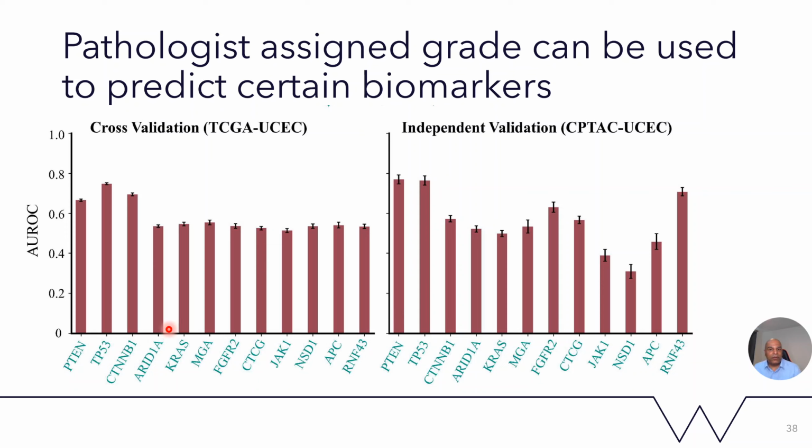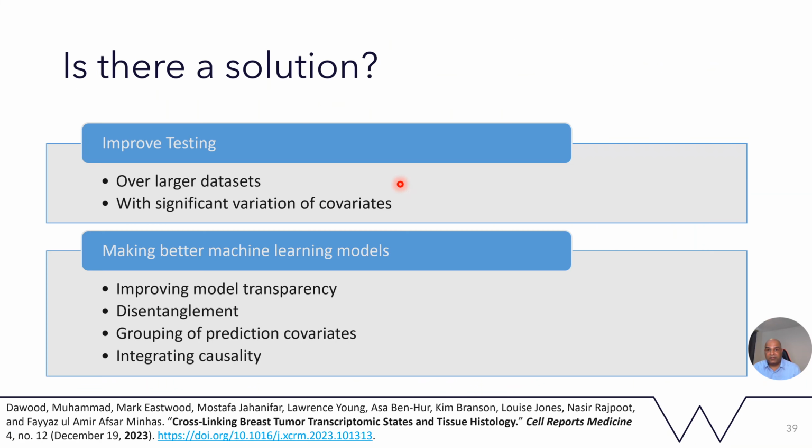For example, for TP53, the grade information assigned by the pathologist in UCEC can predict TP53 mutations with an AUROC of 0.8. For the CPTAC, they can predict it with very high accuracy, exceeding 0.8 at times as well. So is there a solution to this? First of all, what we have established so far is that machine learning models may not be able to predict what we think they are predicting.